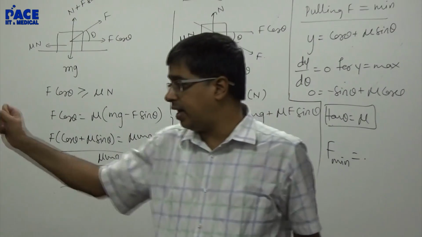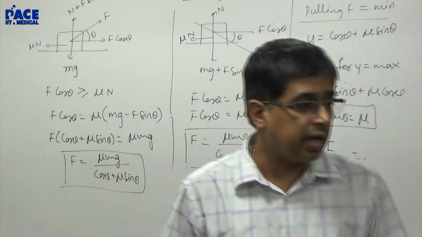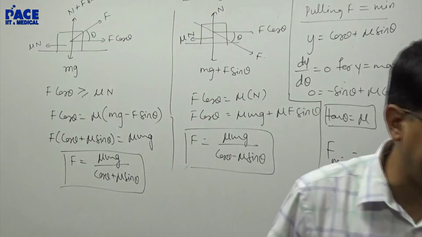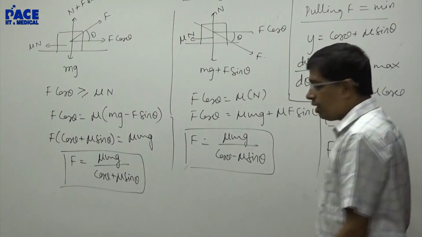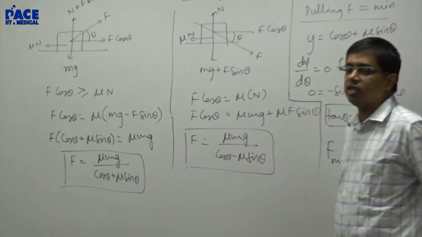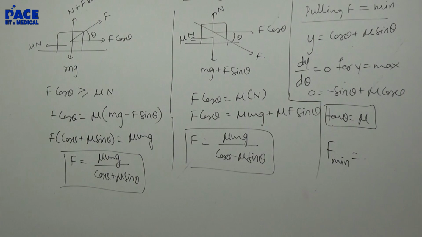1. Contact angle. 2. Angle of repose. What is angle of repose? The angle of the incline at which the body will just start sliding. 3. The angle at which I should pull a body so that the force I apply is minimum. It is a mere coincidence that all 3 are the same. Nothing has got to do with the other. They are not related. Then find out F minimum.